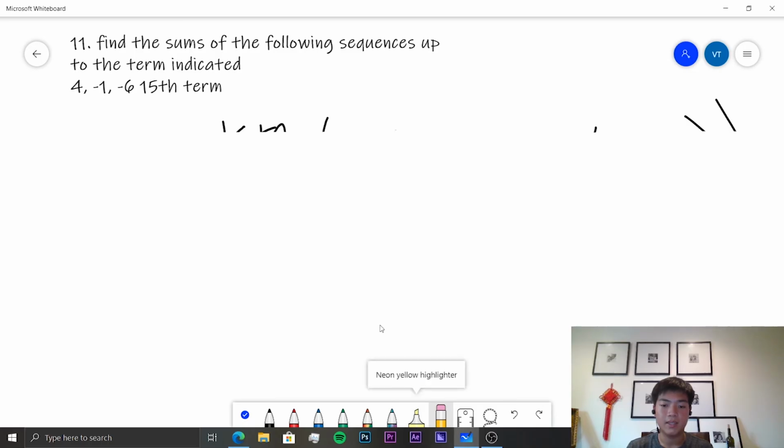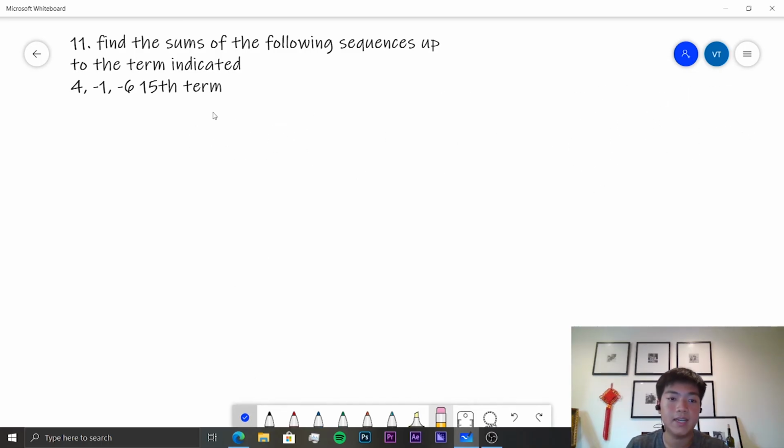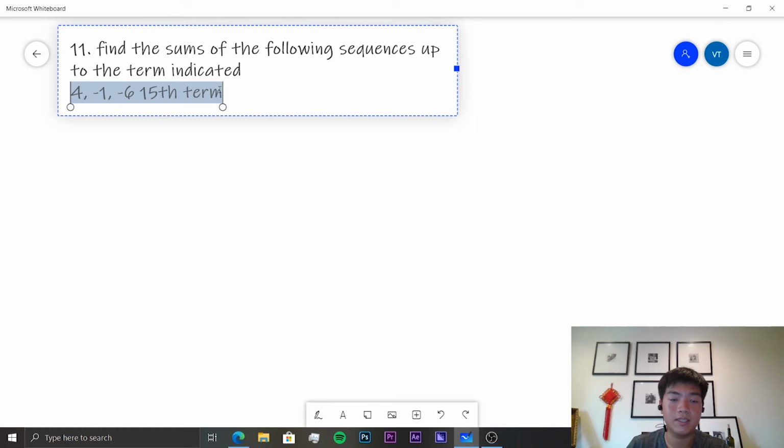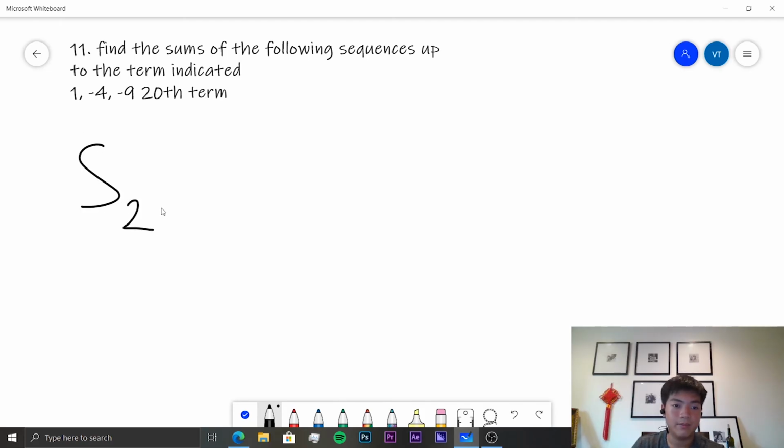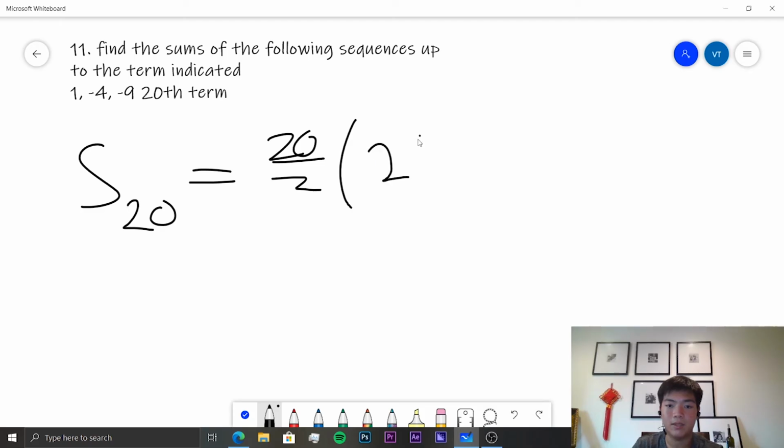Okay, so on to the next one. Instead, we need to find the sum of the sequence 1, negative 4, negative 9, until the 20th term. And so the sum of the first 20 terms is equal to 20 divided by 2, which is 10, times the first term is 1, so 2 times 1, which is 2, minus n minus 1, 19, times the common difference, which is negative 5.